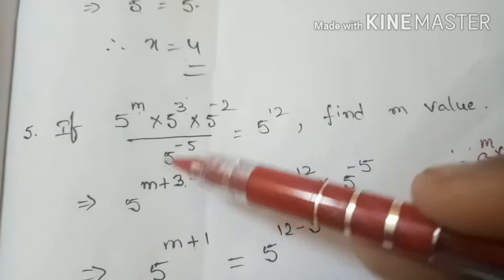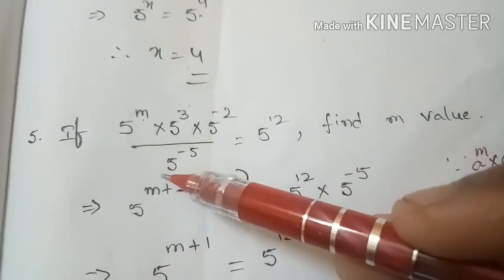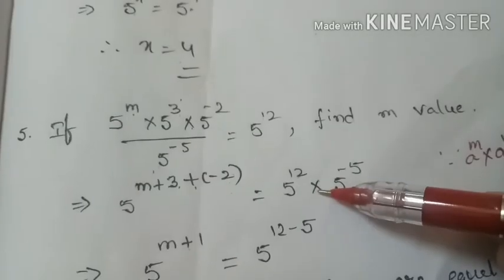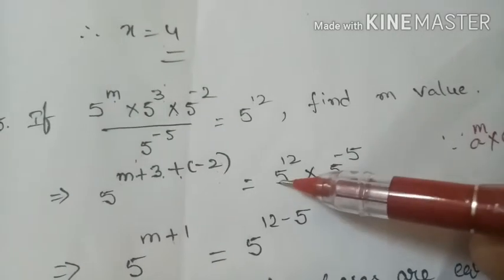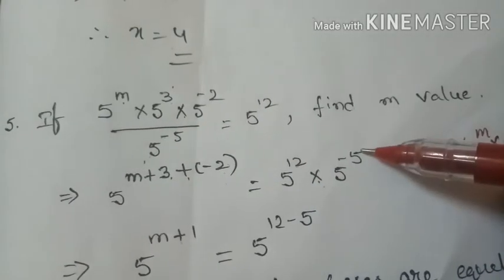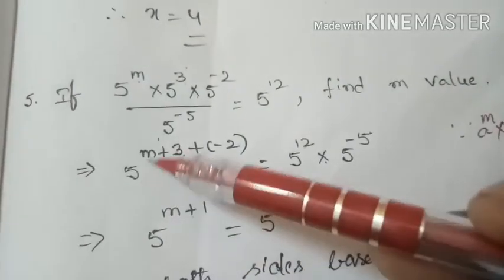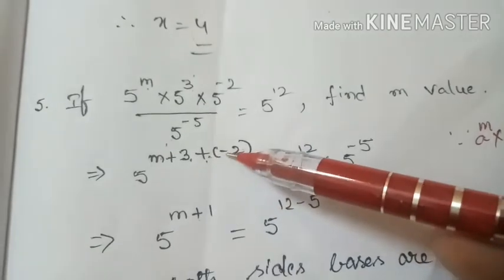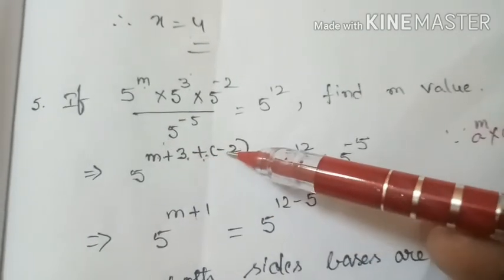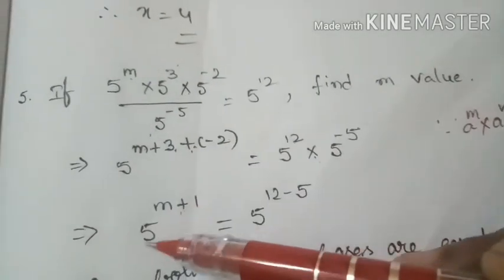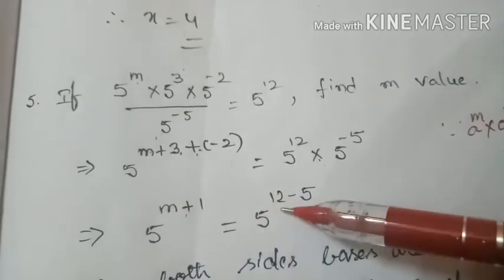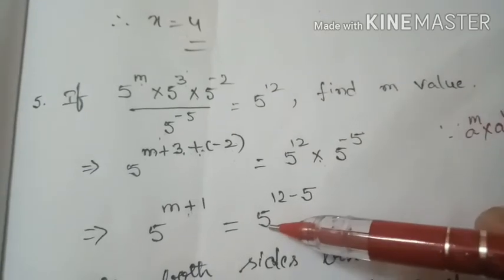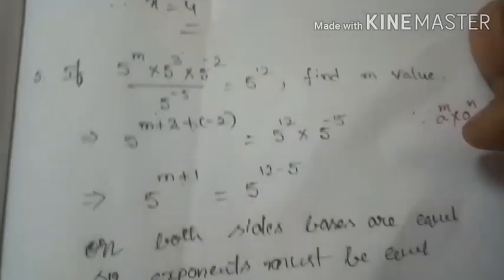So 5 power of m plus 3 plus minus 2 is equal to, so 5 power of minus 5 is in the LHS, on this side. So it will go that side, it becomes multiply. So 5 power of 12 into 5 power of minus 5. Now 5 power of m plus 3 minus 2 is equal to 1, plus 1. It is 5 power of m plus 1 is equal to 5 power of 12 plus minus 5, that is equal to 5 power of 7.